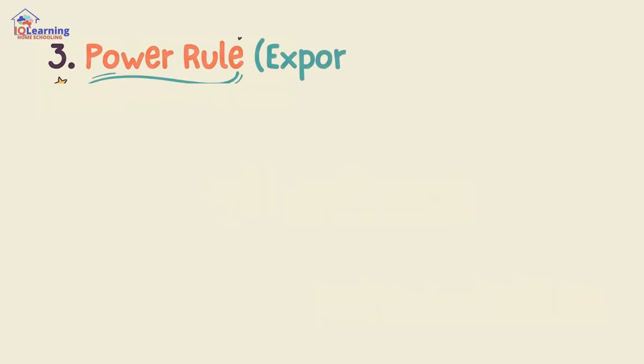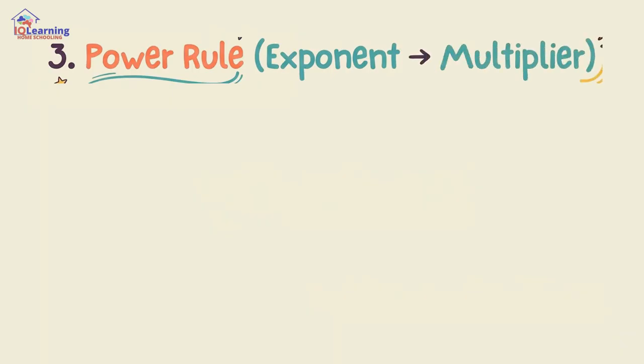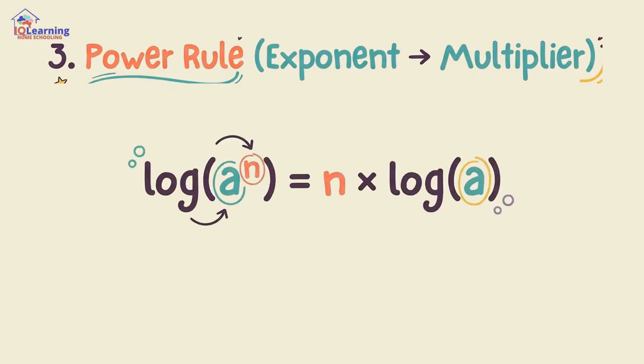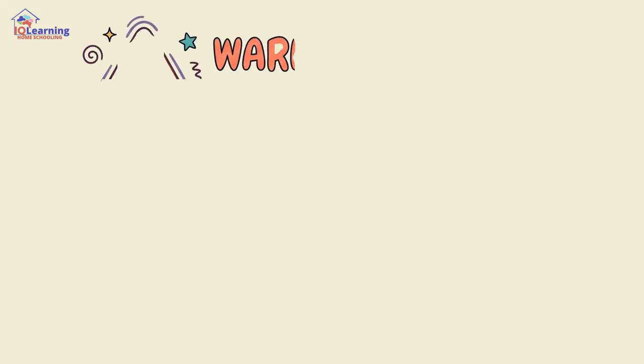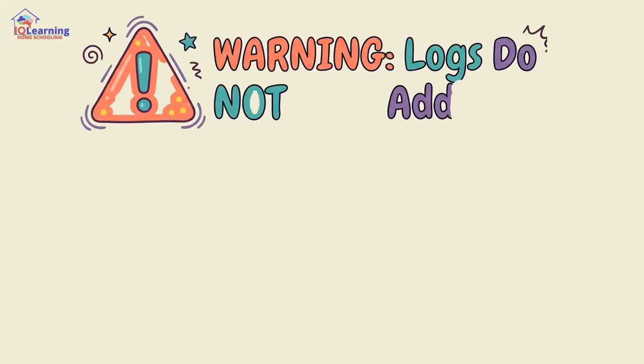Third, the power rule. An exponent inside becomes a multiplier outside. Log of a to the n equals n times log a. So 2 log 3 can move back inside as log 3 squared, which becomes log 9. These rules work both directions, expand or condense.